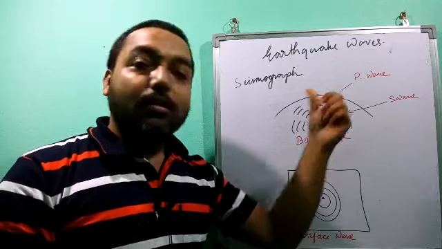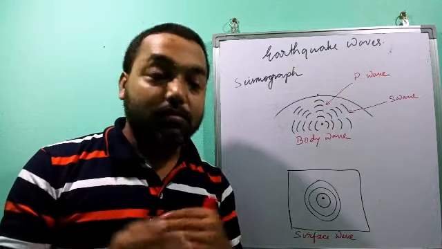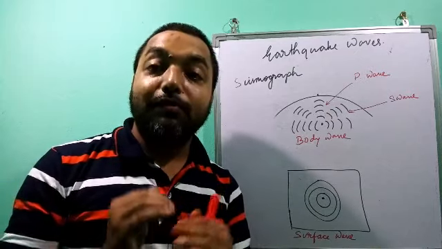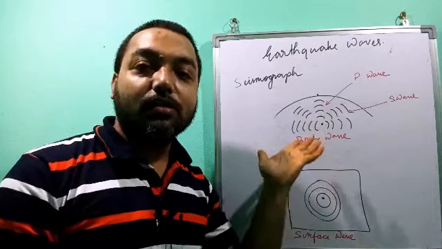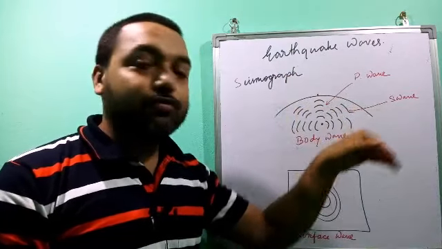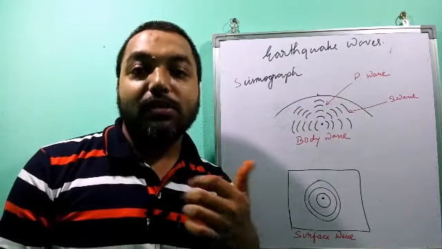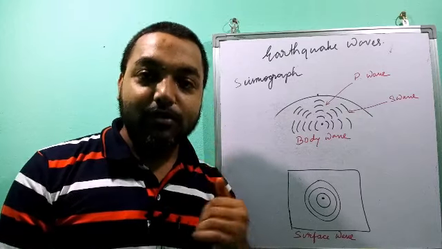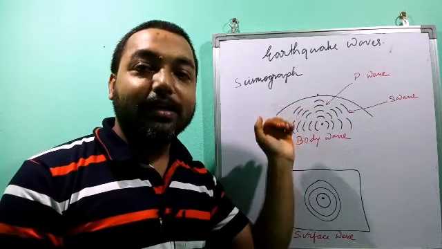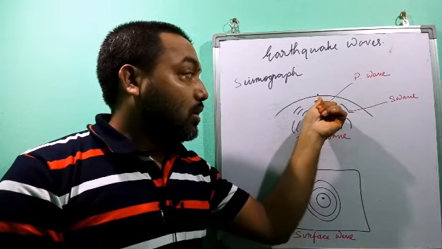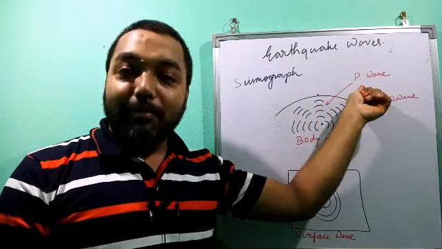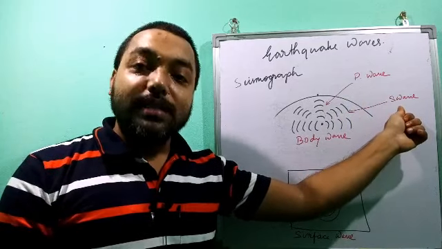P waves are the waves which move very fast, and very fast they reach the surface of the earth. These are called P waves. And S waves are the waves which move comparatively slowly, slower than the P waves, and they reach the earth surface a little bit late. So P waves are primary waves, S waves are secondary waves.